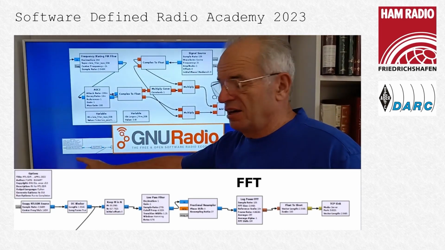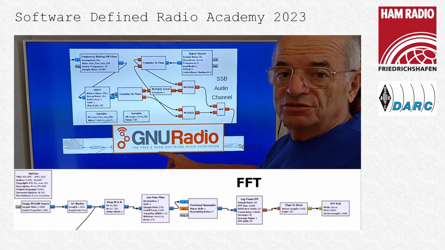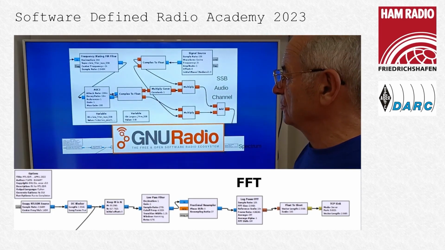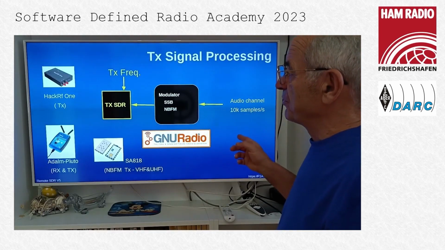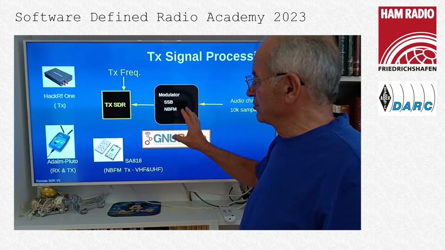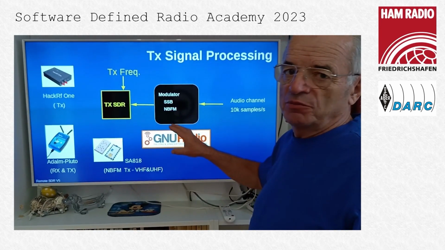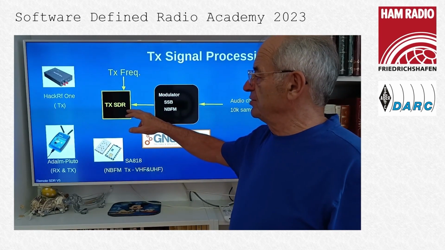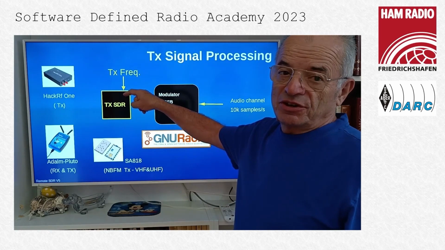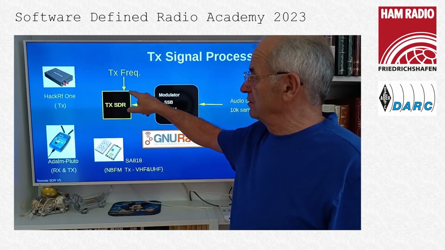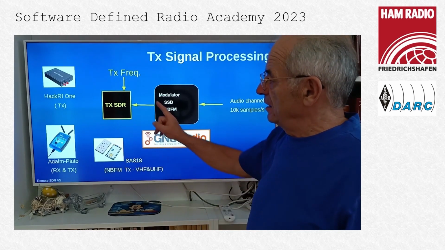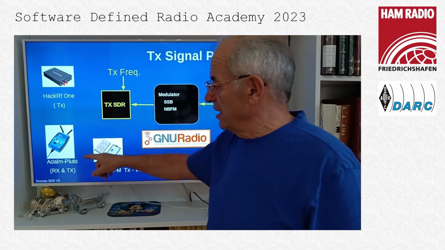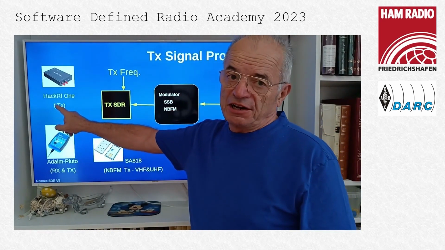And behind here we have the signal processing for the receiver. We have the FFT processing, and so on for the spectrum. For the transmit signal processing, we use the same structure, also GNU Radio, but it's far simpler. We have a modulator either in SSB or in NBFM. We transfer the data to the SDR. We drive the SDR with the frequency here, and so this SDR will generate this HF signal on the transmitter. We can use an Adam Pluto or an F1.